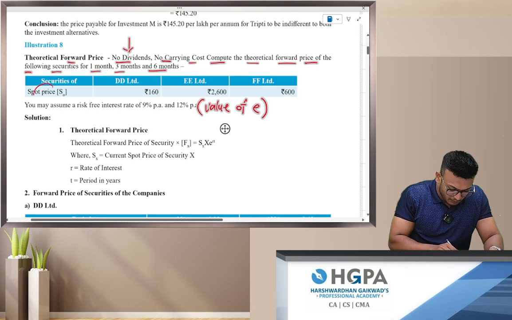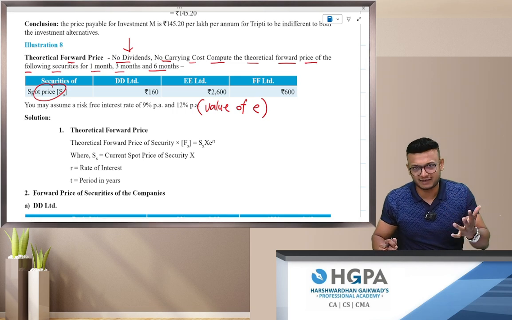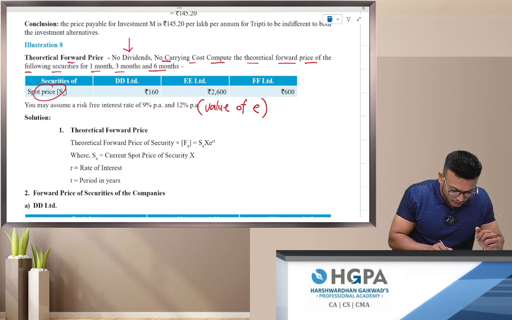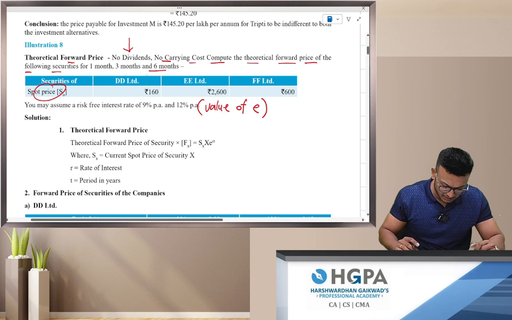They have given the spot price, so this is the best question for you to practice. Why practice? Because they have given you 1 month, 3 months, and 6 months, so you have to mark all 3. Let's do one first. First we'll do it for the first month. So what is the formula?